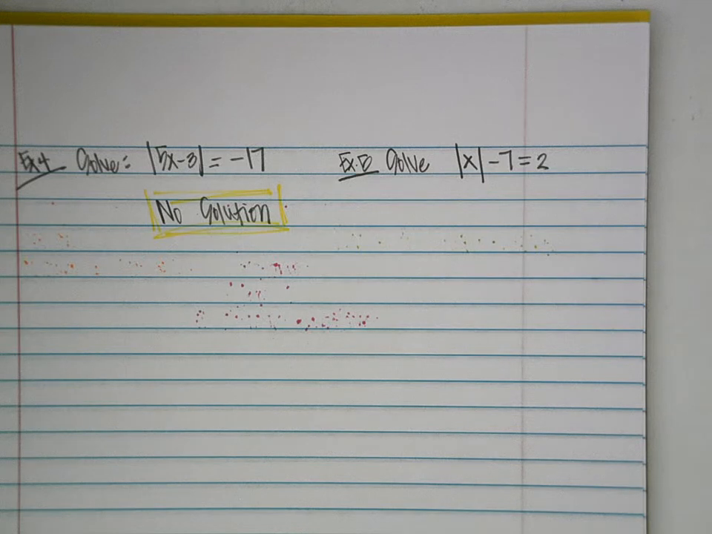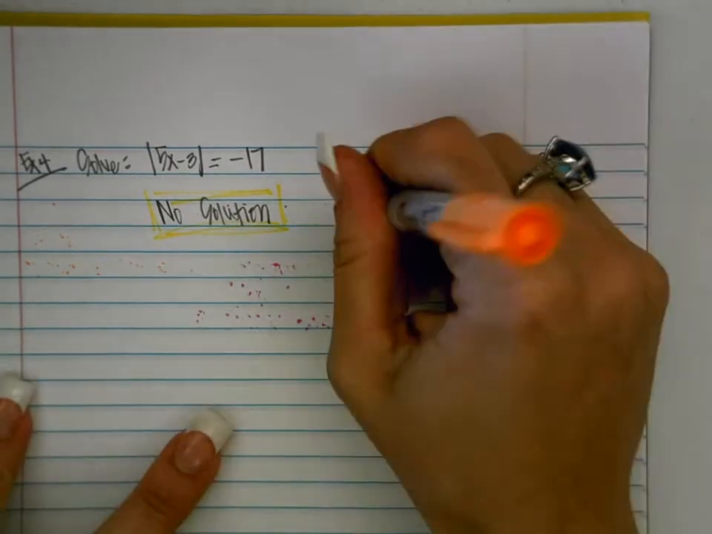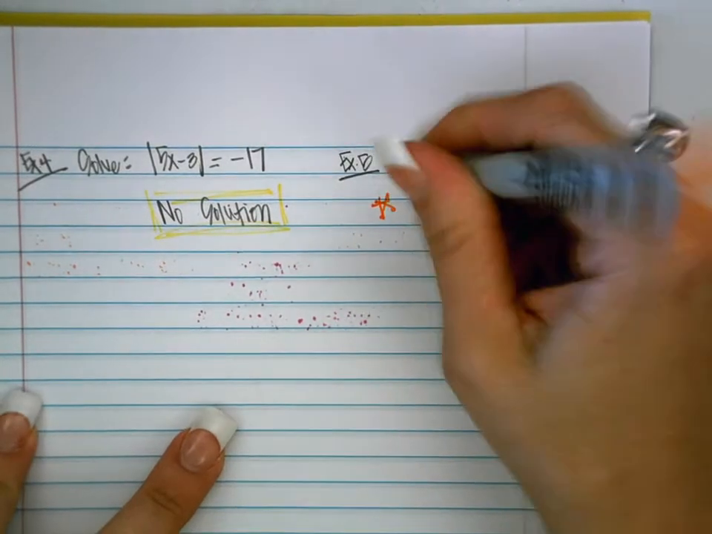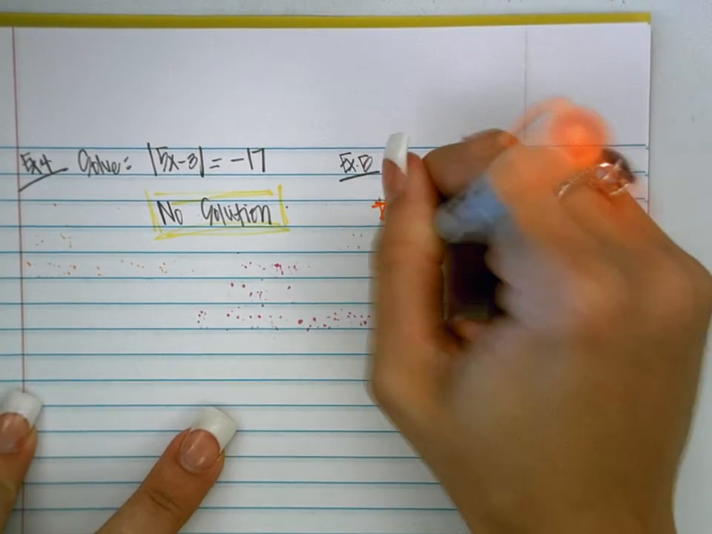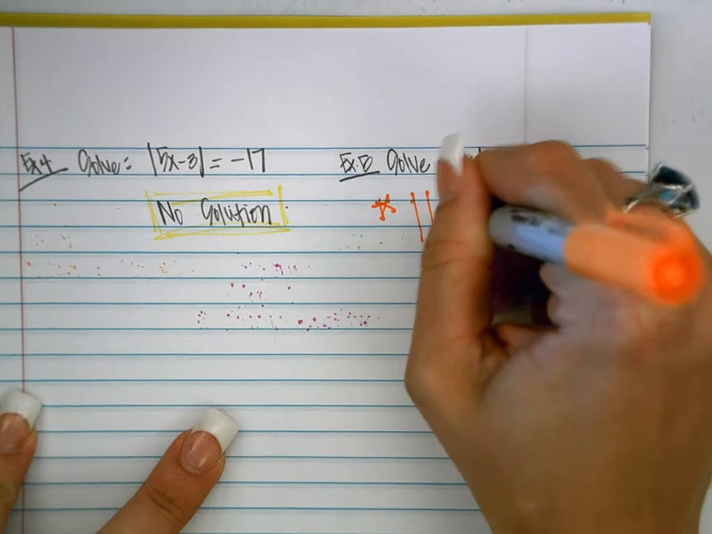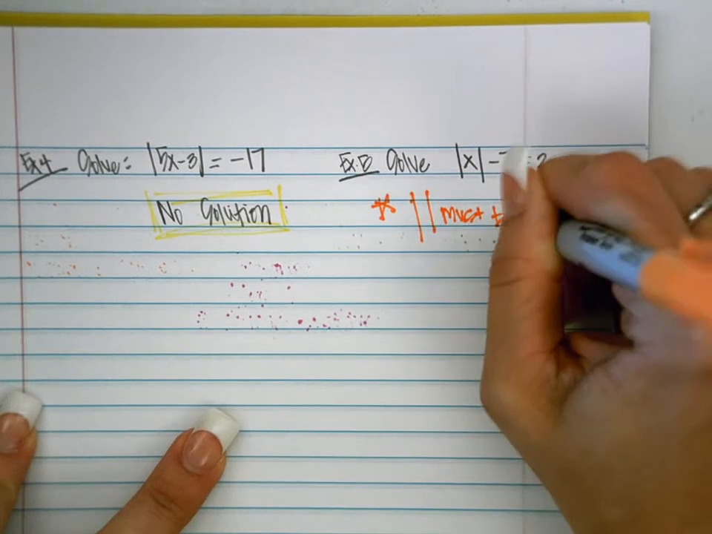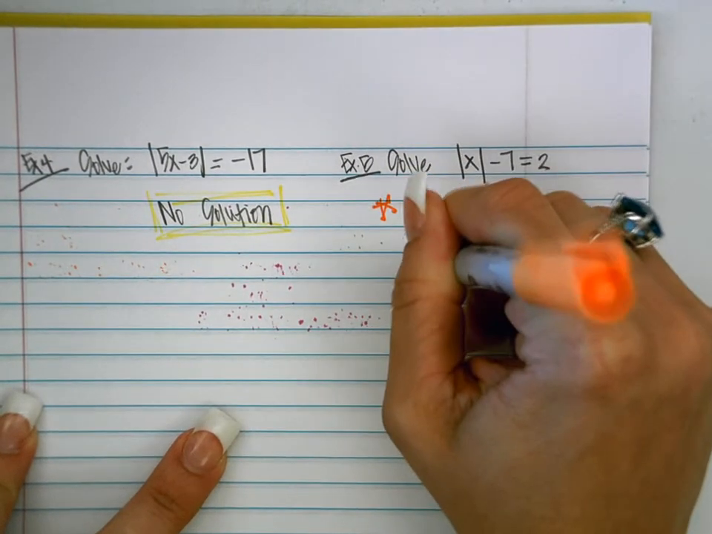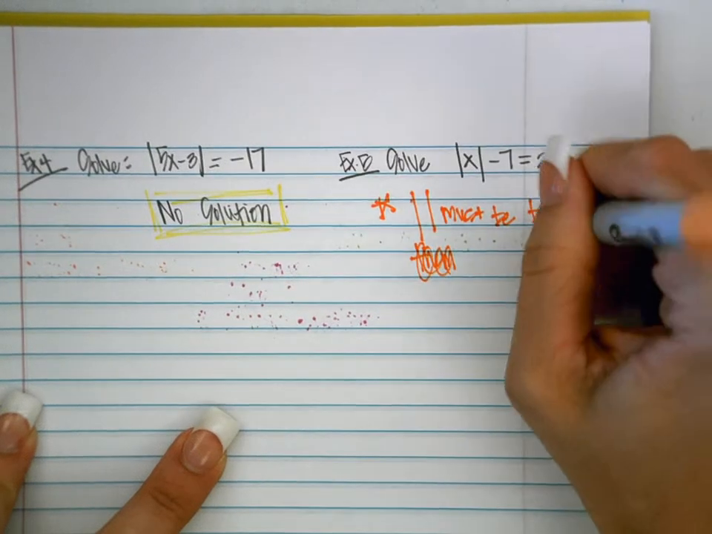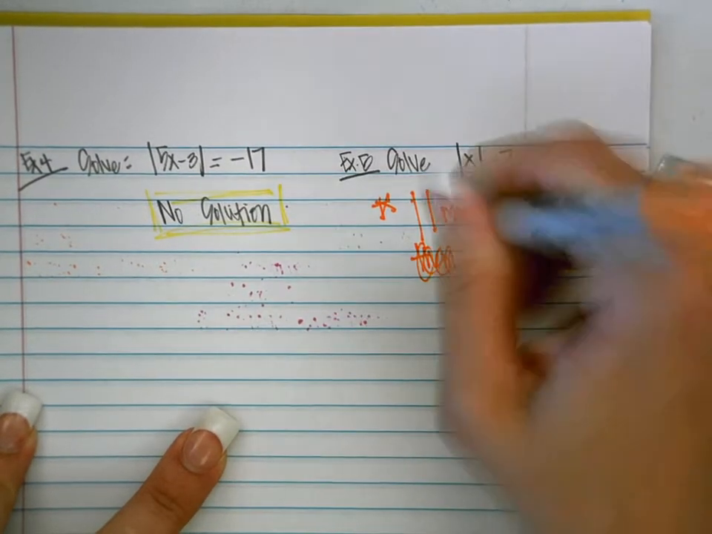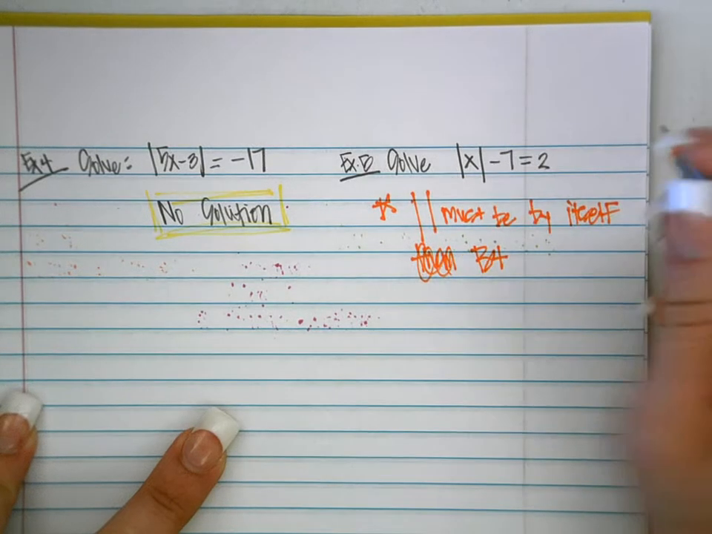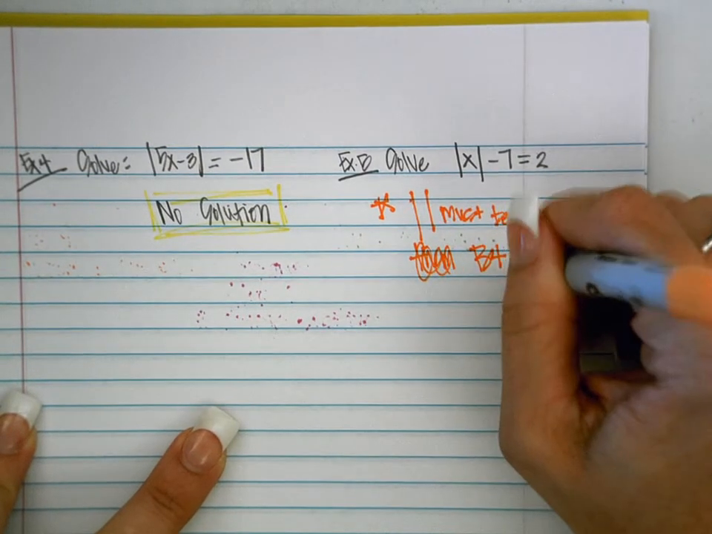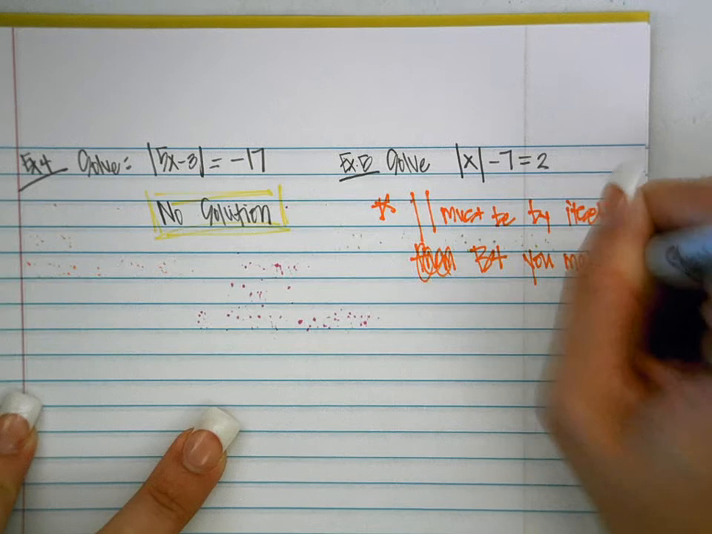Ben. You say add the 7 first, okay? I'm sorry, Jalen. Ben is right. Make yourself a note here, this will be helpful to you. Absolute value bars must be by themselves before you make 2 equations.